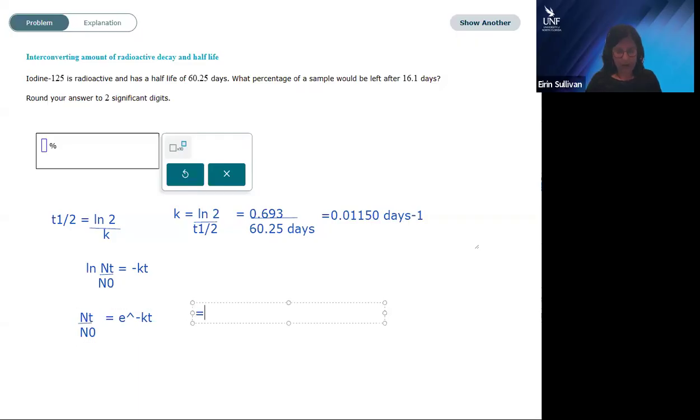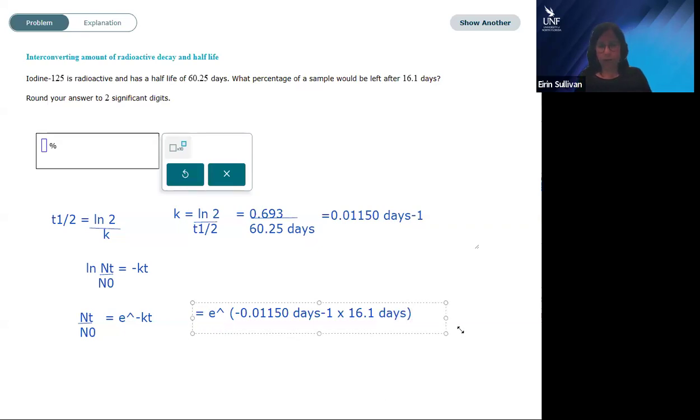So I'm going to do e to the power of minus 0.01150 inverse days, days to the -1, times the amount of days that passed, 16.1 days. So that's going to cancel out unit-wise, giving me something that is unitless. That comes out to be 0.83 and so on, which is a decimalized percent. So we can just say that 83% will be remaining. And that is all you need to do for that kind of question.